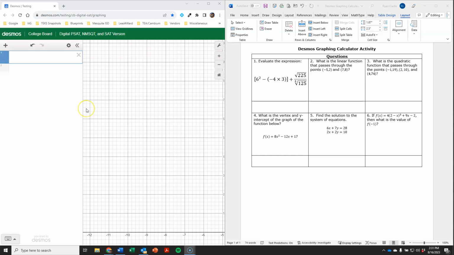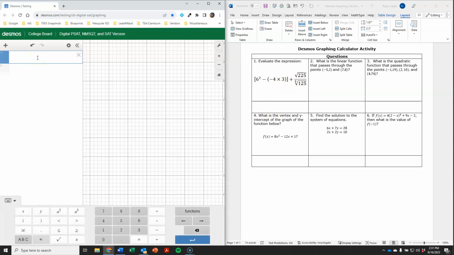Okay, in this video, I'm going to give you a brief introduction to the Desmos graphing calculator. You'll notice that I've got the College Board Desmos version up on my screen, and then I've got this problem set over here on the right. If we start with number one, all I want us to do is to evaluate this expression.